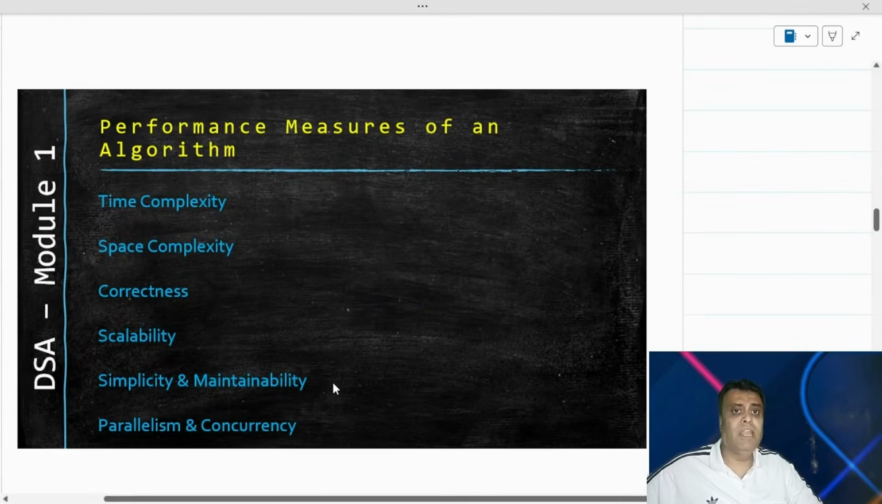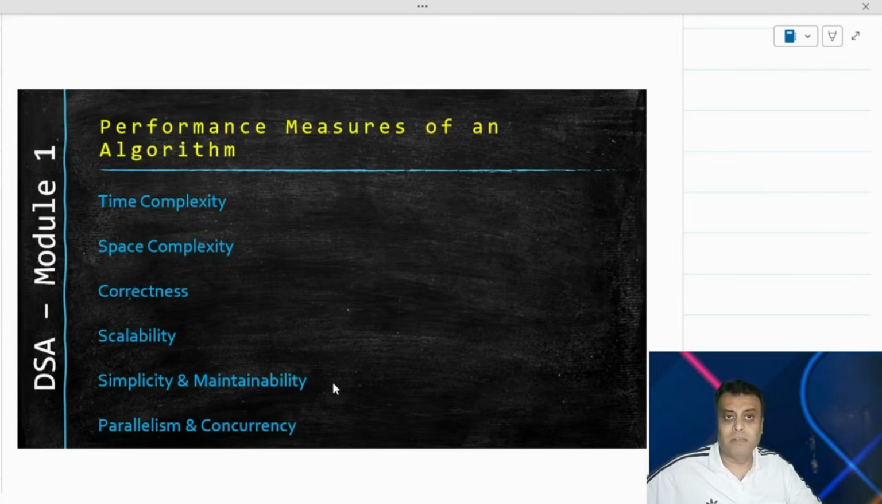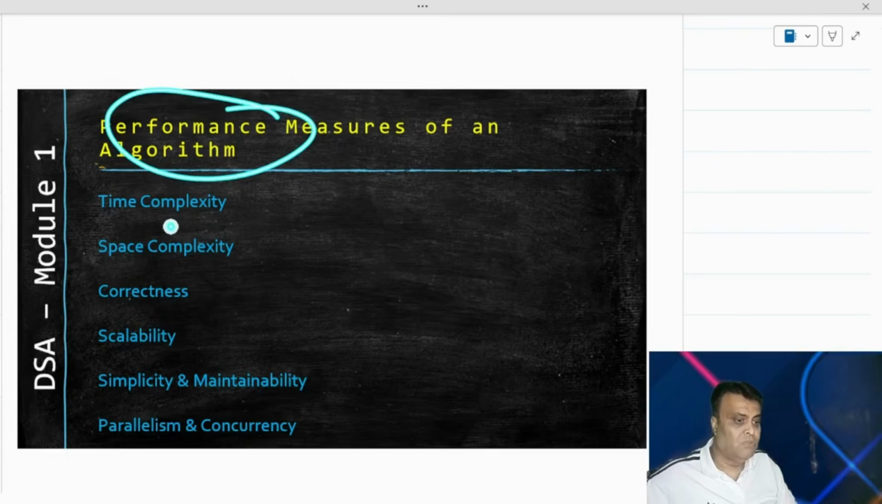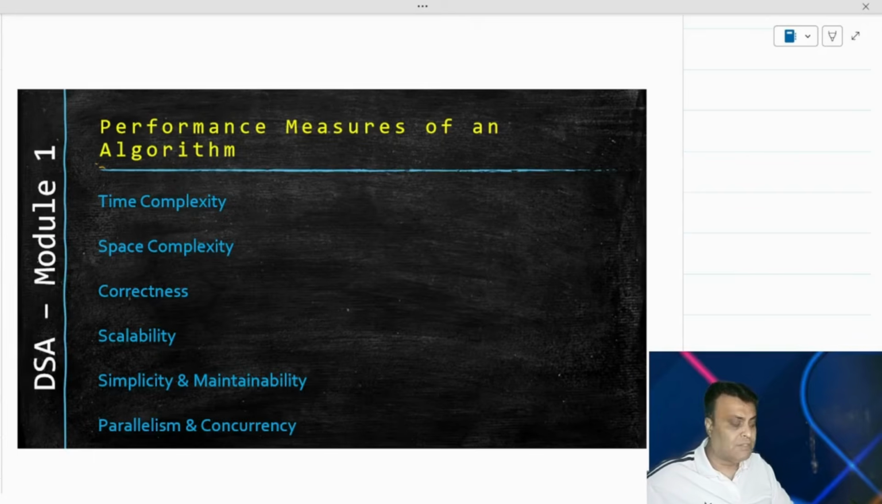Now, suppose I have defined an algorithm, and you have defined an algorithm. Which is better? How do you judge an algorithm? That's where you will talk about the performance measures of an algorithm, and we will touch upon that briefly in this section. The section on time complexity is what we will cover at length as we move forward.